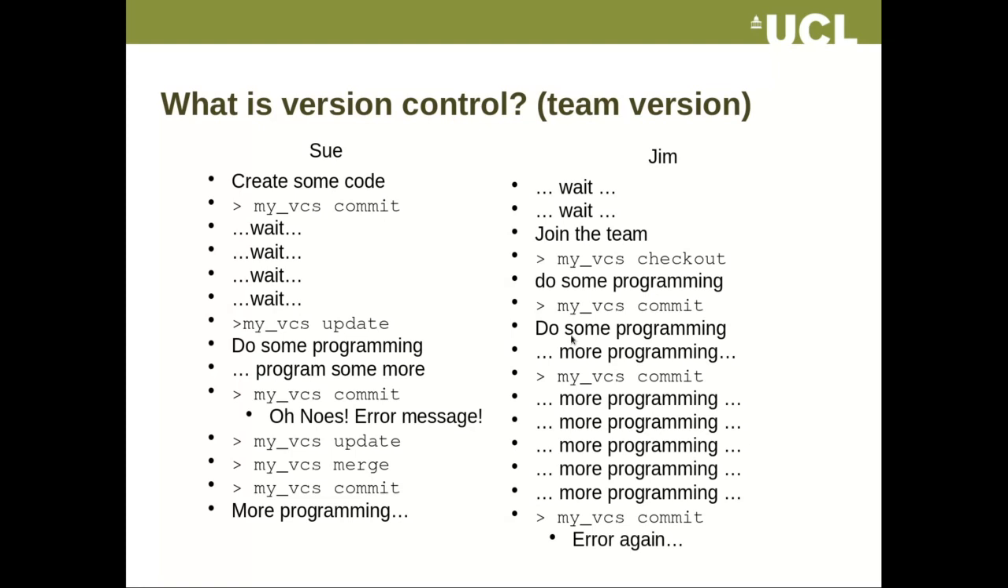At this stage, Jim is carrying on with some programming and Sue's doing some programming as well. Jim has done a commit and committed the changes that he's made to the central system. But at this stage, Sue tries to commit and no, she can't, because the central system has changed. So she does an update and a merge, and that pulls in the differences that she's made with the differences that Jim has made. And then she commits. Meanwhile, Jim has been doing some more programming, and at the end he tries to commit and is stuck again because the central system has changed. He needs to do an update and a merge.